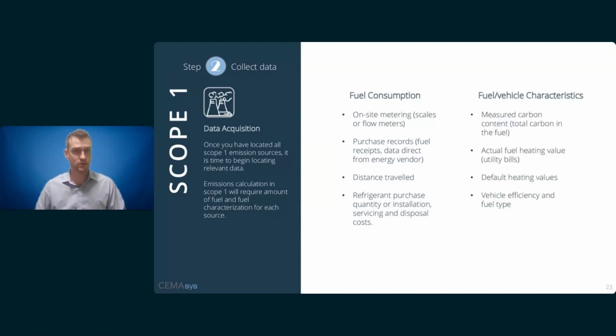For the actual characteristics of the fuel and/or vehicles you're using, you can look at things like the measured carbon content of the fuel heating value, which may be in your utility bills, and if not, you can look at default heating values and the vehicle efficiency and fuel type used. With all this information, you have everything you need to quantify your scope 1 emissions. But before we do that, let's look at scope 2.